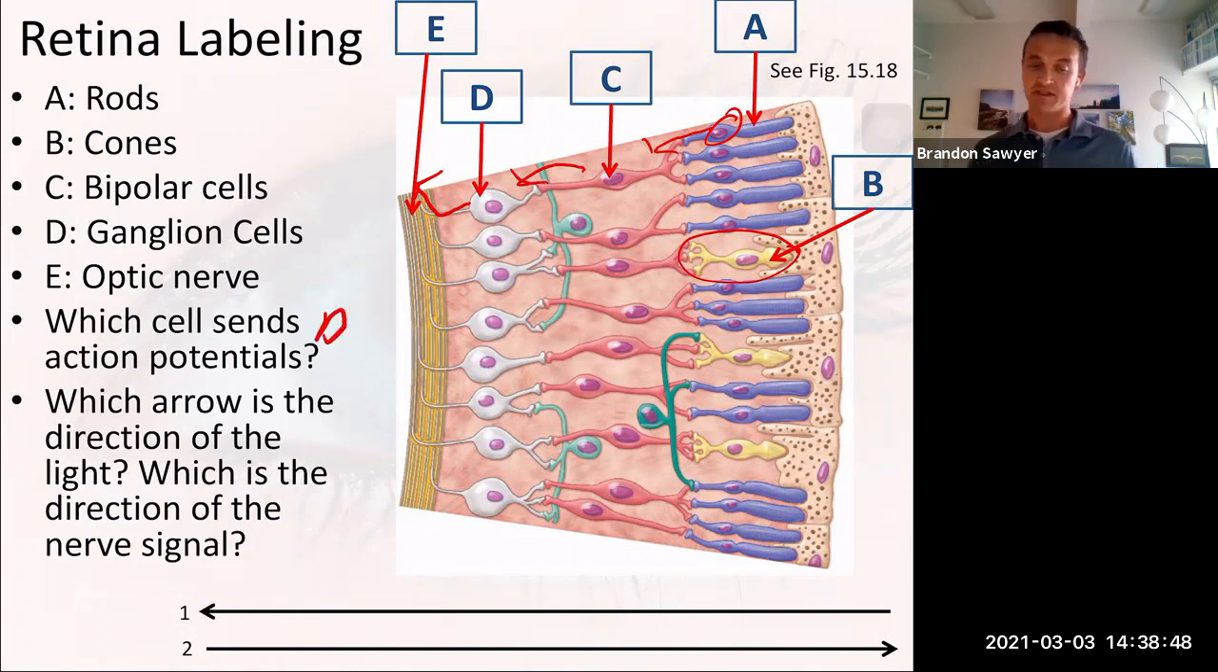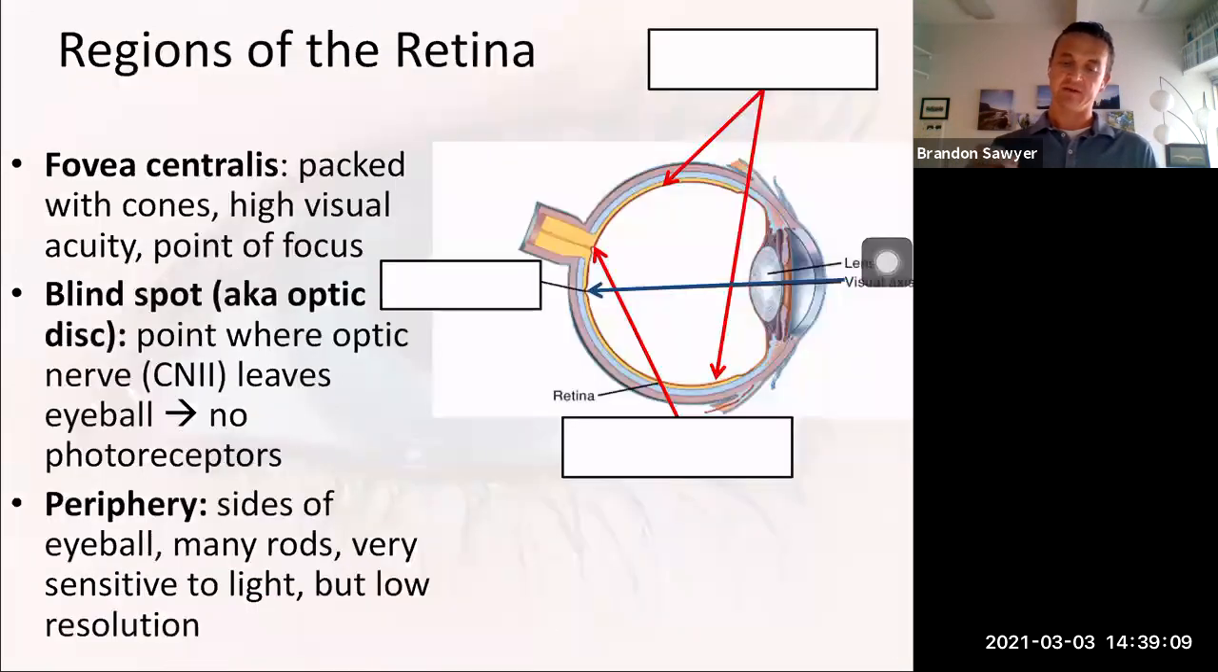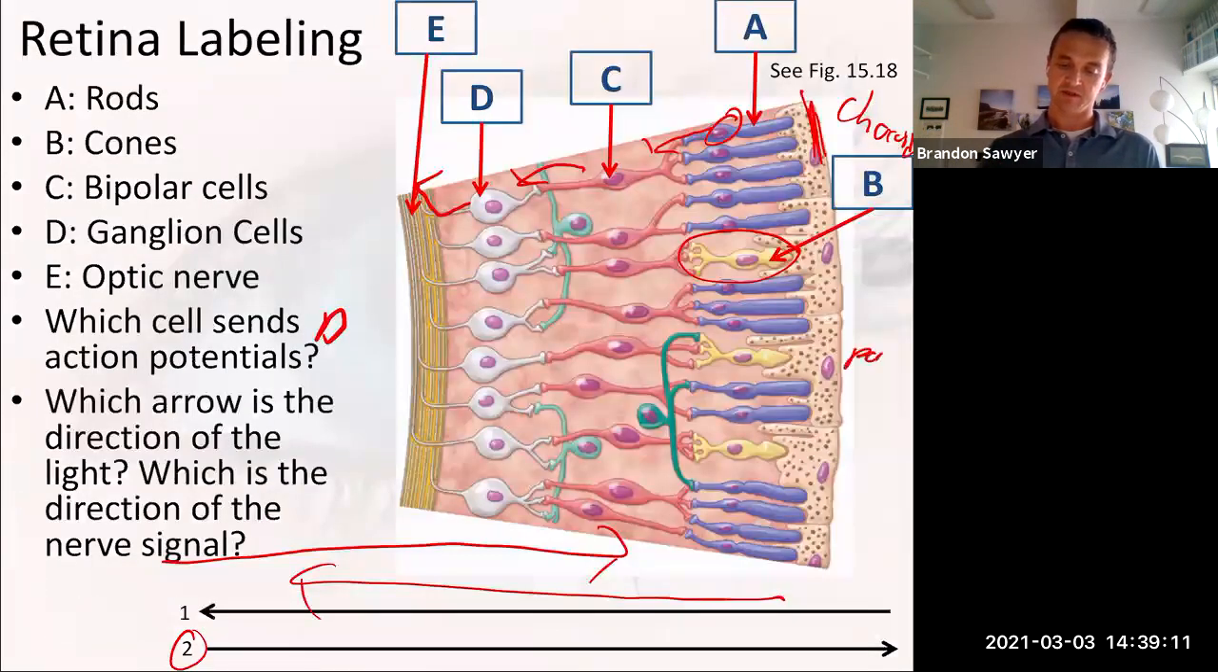And the interesting part about this is when you think about this, which way is the light coming? Is it coming in this way, which would be 2, or is it coming in this way? Okay, and we said this pigmented layer of the retina was closer to the choroid, right here. So this would be the back of the eye, this would be posterior, this would be anterior. So light's got to be coming this direction. So it's 2, it's got to be coming this way.